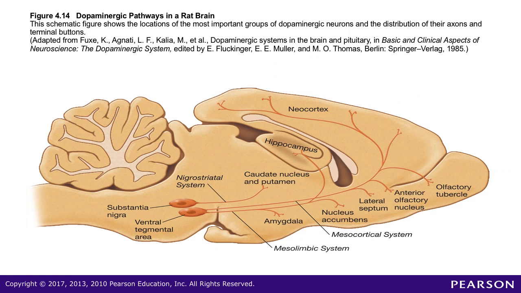This is the figure from Carlson showing the dopamine pathways in a mid-sagittal section from the rat brain. Again, you can see that there are two pathways leading from the ventral tegmental area, one, the mesolimbic, to the amygdala, nucleus accumbens, and hippocampus, and another to the neocortex.